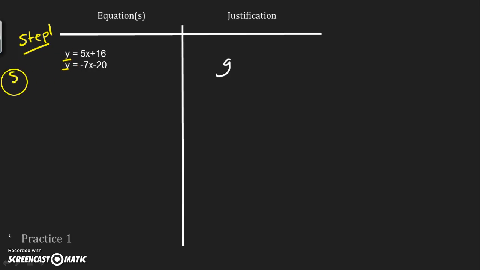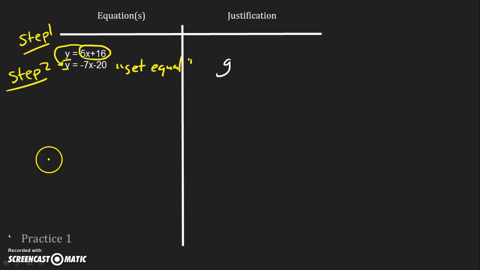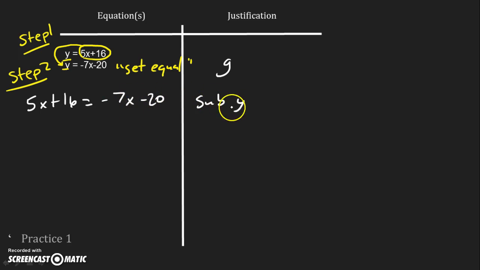So we can go ahead and move into the second step, which was to substitute the expression of the solved variable for the variable in the other equation. So in this case, all we're really doing is we're just going to set them equal to each other. If both of the equations are solved for the same variable, you're just going to set the expressions equal to each other. So the expression that y equals in the first equation is 5x plus 16, and the expression that y equals in the second equation is negative 7x minus 20. What's the justification here? We just substituted y.